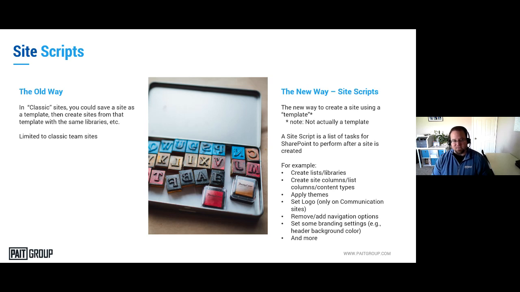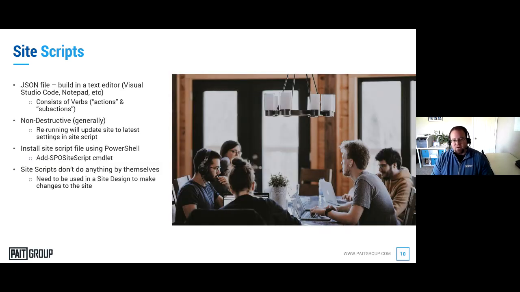For example, those tasks could be something like create a list or library, or create a site column and add those to your list. Create content types. In our case here, we're going to say apply a theme, or we can set a logo, or we can remove and add navigation options, set some branding properties. There's even a lot more than that, but this is a lot of the common branding related ones you might see.